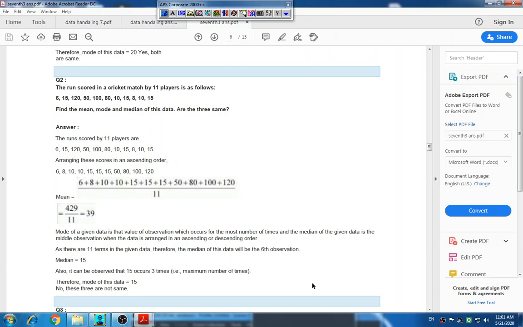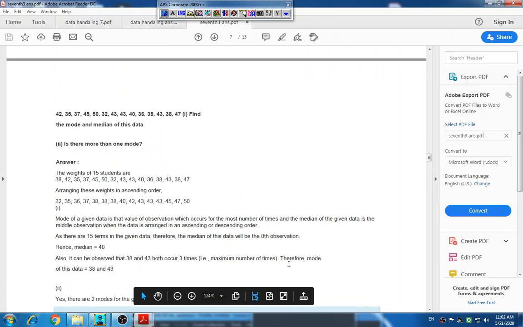Now look at here, question number 3. The weights in kg of 15 students are given here: 38, 42, 35, 37, 45, 50, 32, 43, 43, 40, 36, 38, 43, 38, 47. Now we have to find the mode and median of this data. And the second question: is there more than one mode? Answer. Now look at here. They give us the weights of 15 students and we are going to arrange these weights in ascending order.